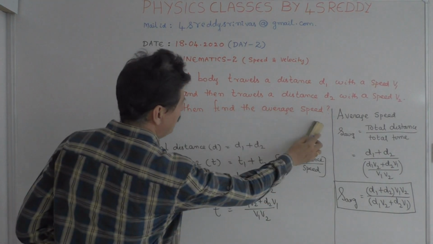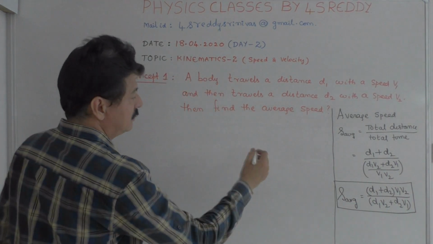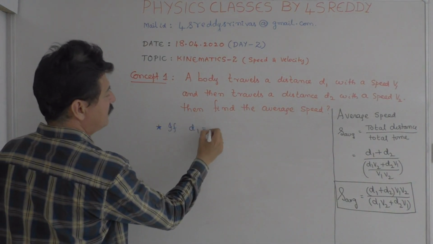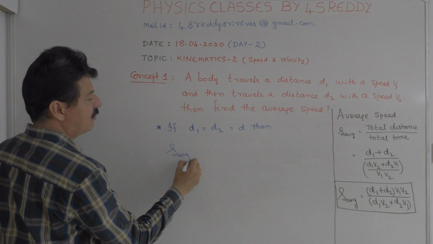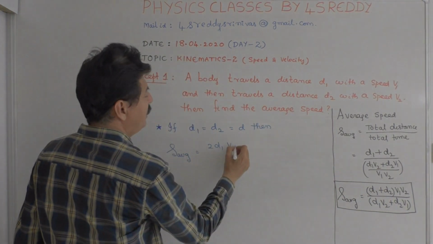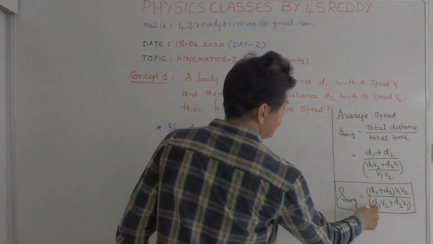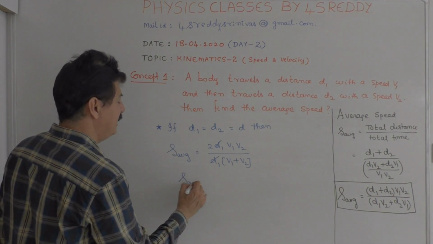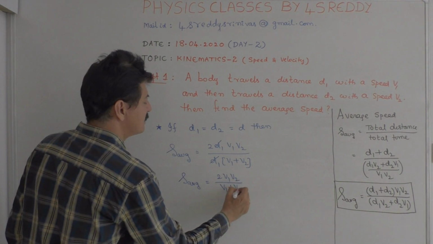But for this here also, we have another thing. Suppose, here the key point in this is, if D1 is equal to D2 is equal to D, then that S average is always given by 2D1, because D1 plus D2 is 2D1, V1 V2 by D1 into (V1 plus V2). Here D1 is taken out as common. These two get cancelled. Therefore, S average is given by 2V1 V2 by (V1 plus V2).